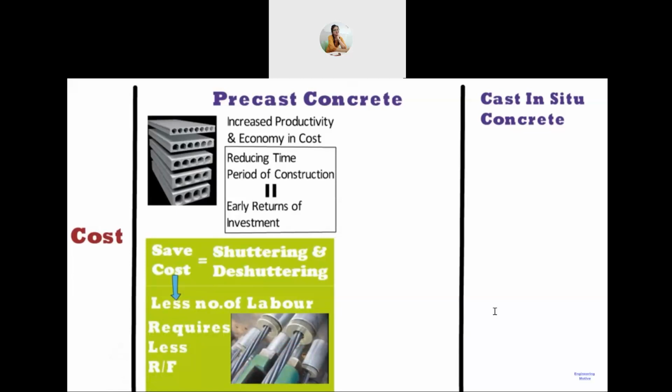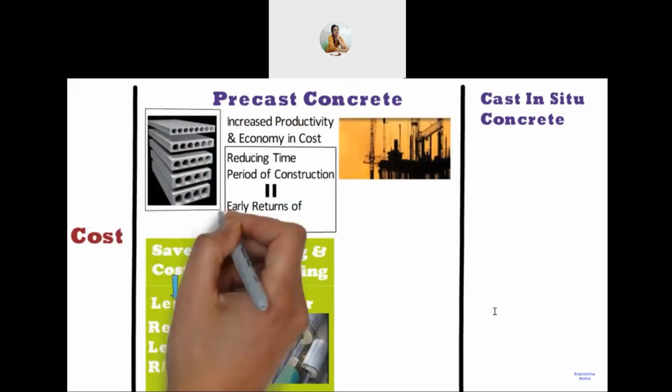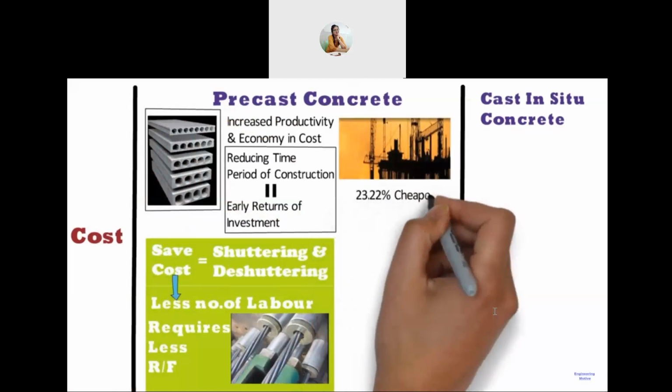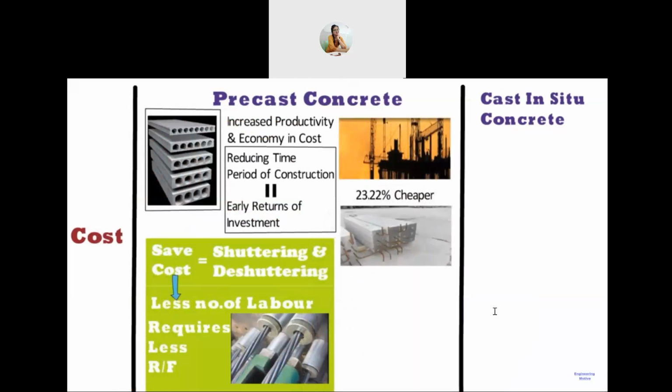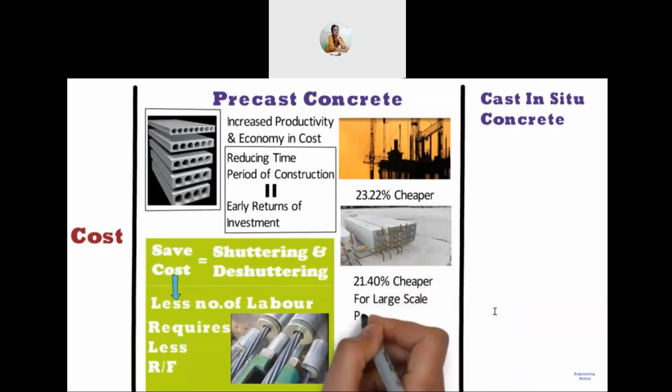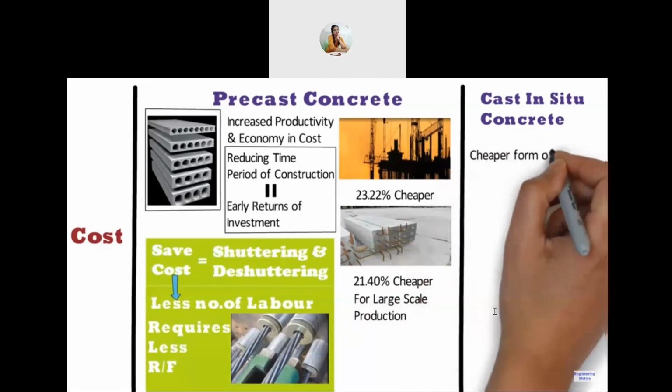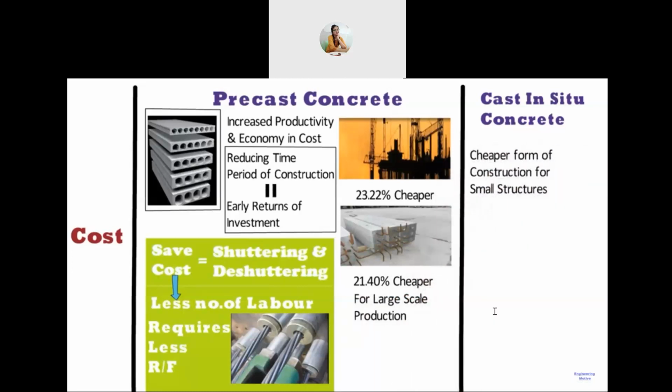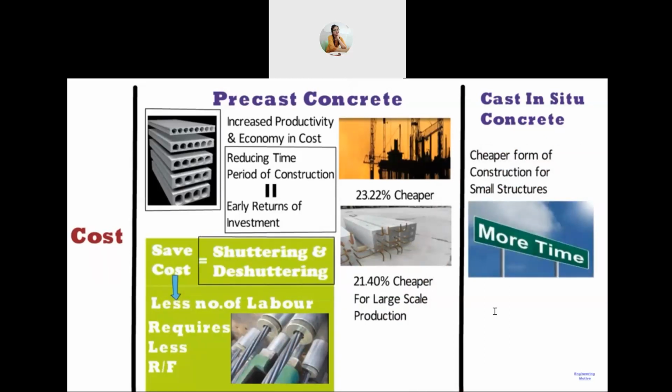As per research article published in Journal of Construction Engineering, on an average, the precast concrete slabs are 23.22% cheaper and precast columns are 21.4% cheaper than in cast-in-place concrete construction, especially for large-scale production. Whereas in situ concrete is cheaper form of construction for small structures. The shuttering and de-shuttering takes more time and space and hence increases cost of construction.